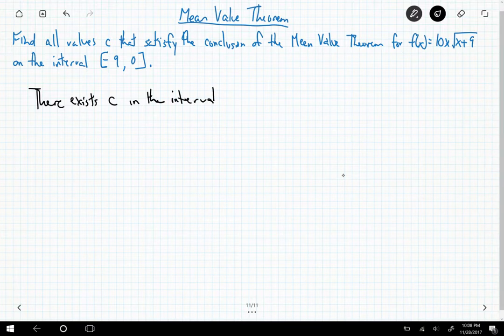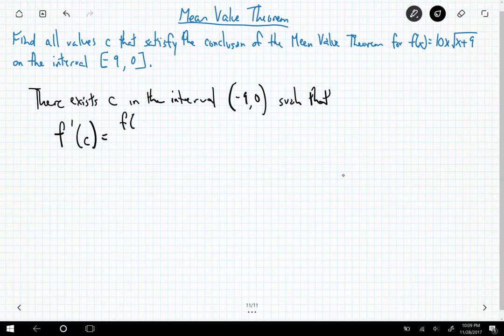And I should be careful, it has to be continuous. So this function is continuous in the interval negative 9, 0, such that, so that was a little caveat I glossed over, but you do need that continuity, such that f prime of c equals f of 0 minus f of negative 9 all over 0 minus negative 9.